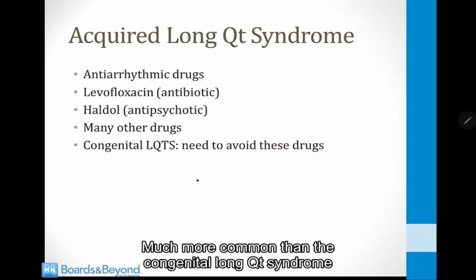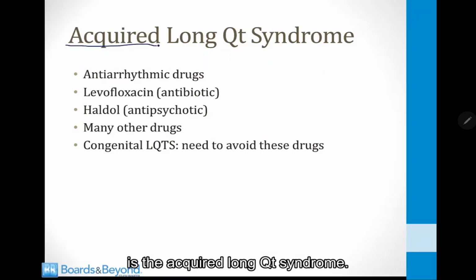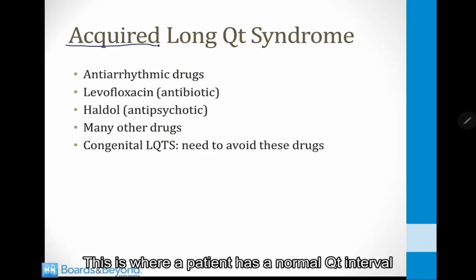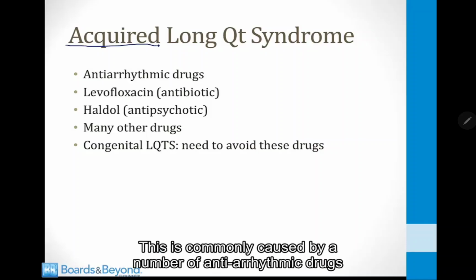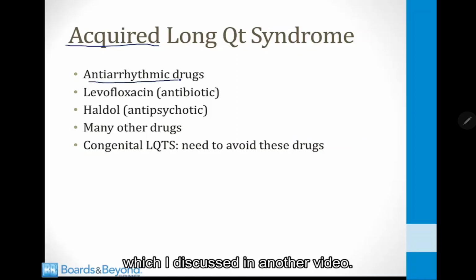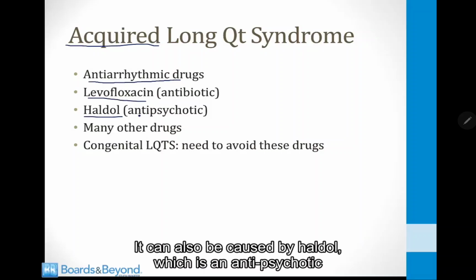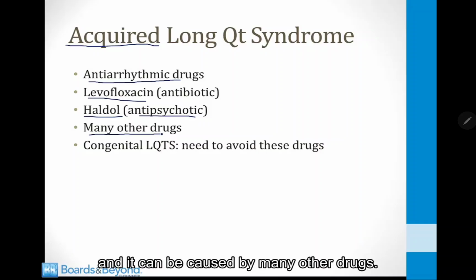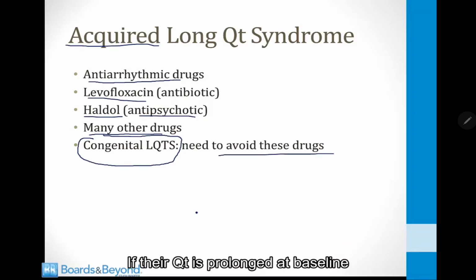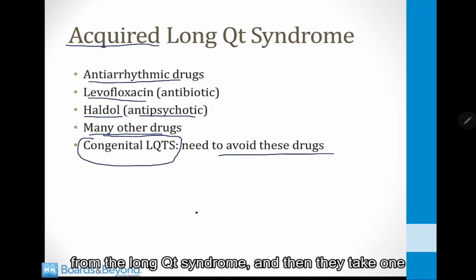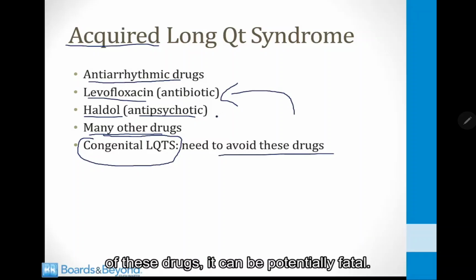Much more common than the congenital long QT syndrome is the acquired long QT syndrome. This is where a patient has a normal QT interval on their EKG, but acquires a prolonged QT interval because of a drug they are taking. This is commonly caused by a number of antiarrhythmic drugs, which I discuss in another video. It's also commonly caused by levofloxacin, which is a fluoroquinolone antibiotic. It can also be caused by Haldol, which is an antipsychotic, and it can be caused by many, many other drugs. And importantly, for families and family members who have the congenital long QT syndrome, they need to avoid all these drugs. If their QT is prolonged at baseline from the long QT syndrome and then they take one of these drugs, it can be potentially fatal.